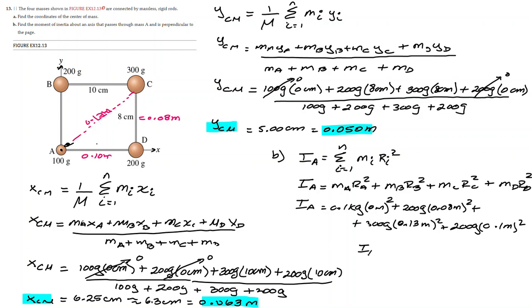So we can do the calculation now, and when you do all the calculations, we're going to get 8.35 times 10 to the negative 3 kilograms meter square. And with that, we found the moment of inertia with respect to an axis that is passing through point A and is perpendicular to the page.